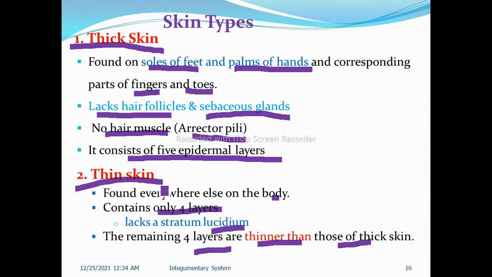That is because it is thin, so we named it thin skin. So the difference between thick skin and thin skin is this. One is the area they cover. Two is the absence or presence of sebaceous glands, hair follicles, hair muscle, like that. The other is the number of layers. The number of layers and the thickness of the skin determine the difference between thick skin and thin skin.